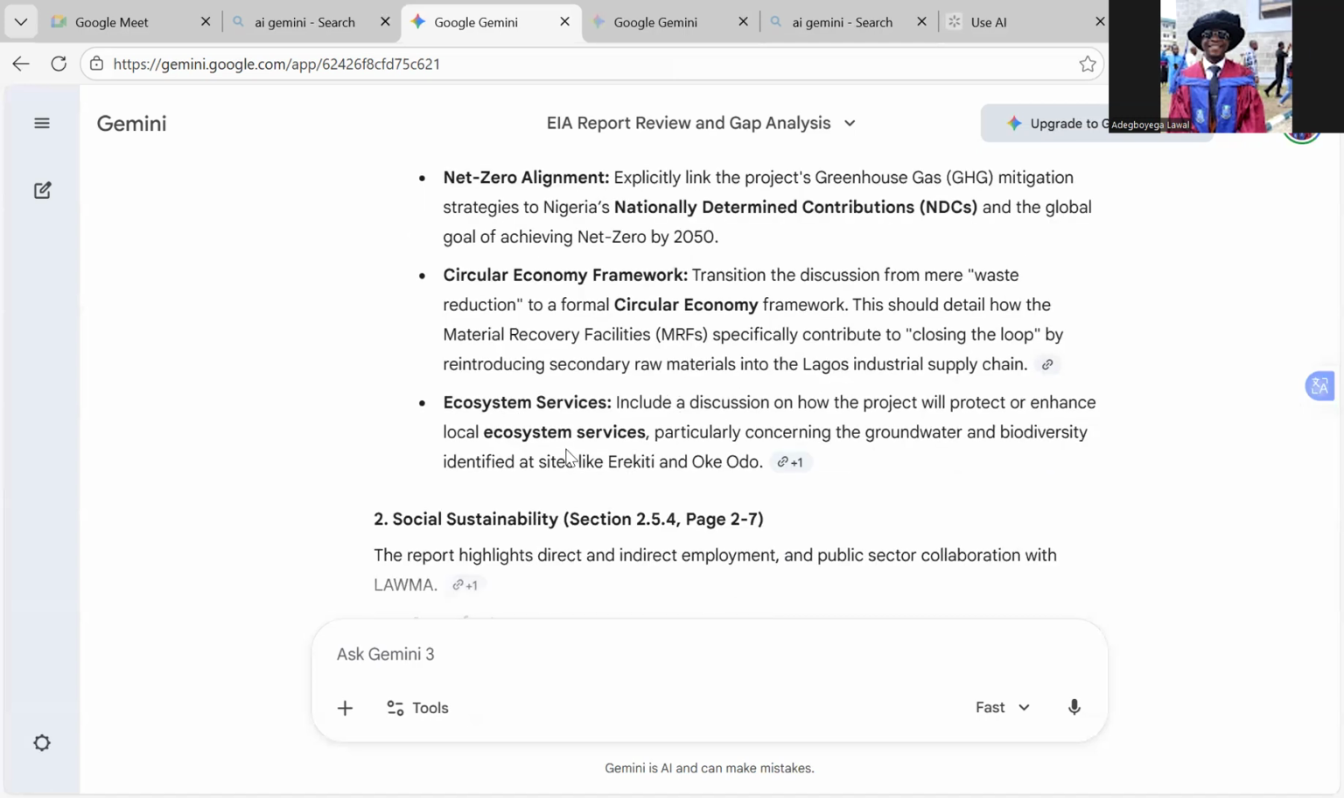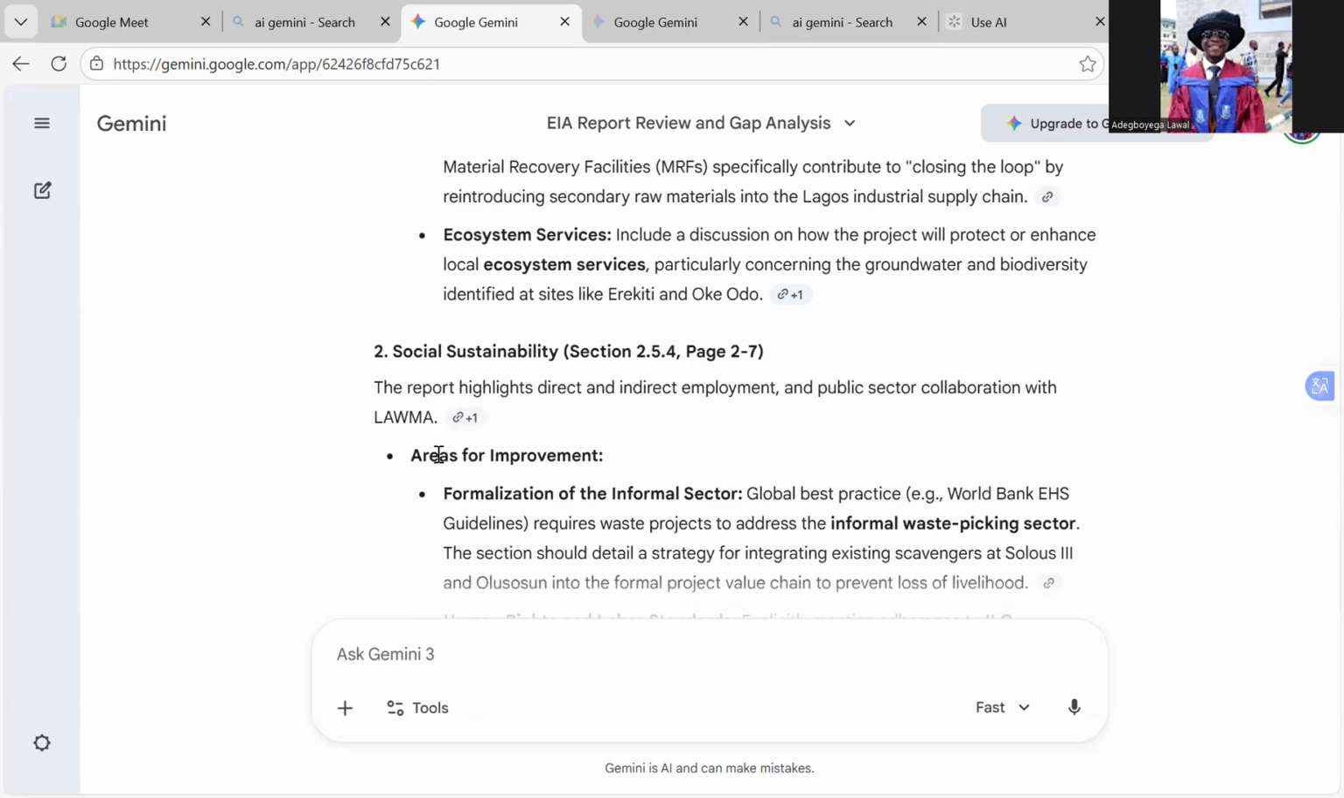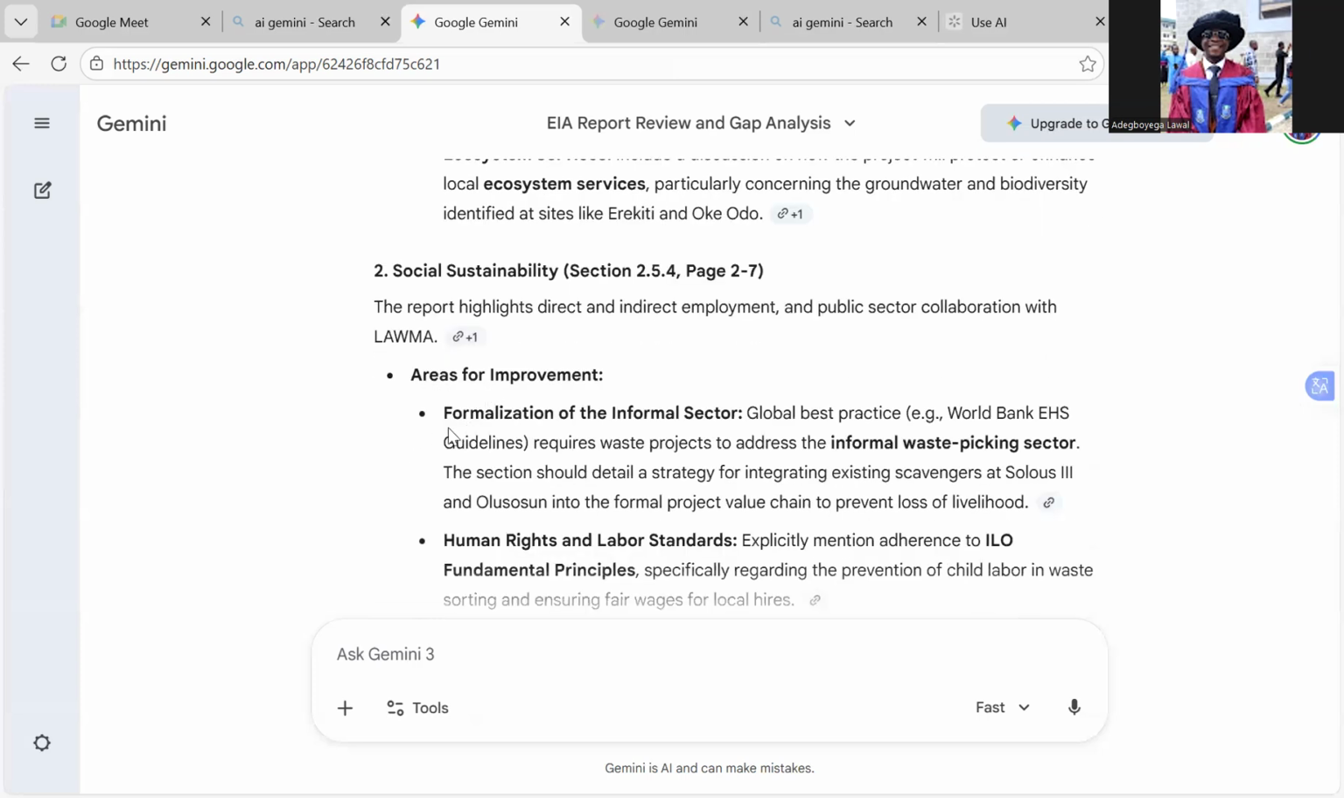Ecosystem services. For social sustainability, areas of improvement involve formalization of the informal sector. Now, there has been more concern about the informal waste picking sector. The section should detail a strategy for integrating existing scavengers at Solous 3 and Olusosun into the formal project value chain to prevent loss of livelihood. So this is an area of improvement.